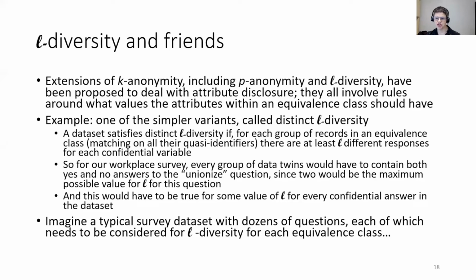A dataset is said to have distinct L-diversity if, for each group of records sharing a combination of demographic attributes, or an equivalence class, there are at least L different values for each confidential variable. So in our example workplace dataset, every group of data twins would need to include both yes and no responses to the union question, since 2 would be the maximum possible value for L in this question. And this would have to be true for some value of L for every confidential answer in the dataset. Now imagine a typical survey dataset with dozens of questions, each of which needs to be considered for L diversity for every single equivalence class.